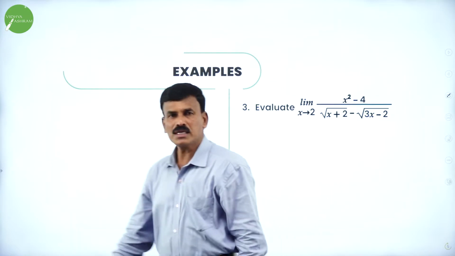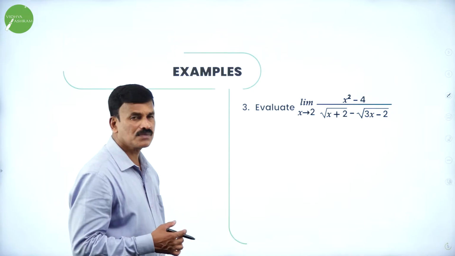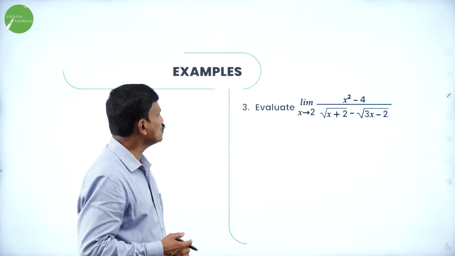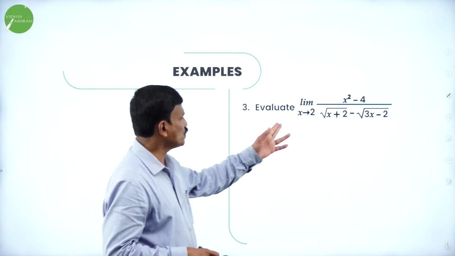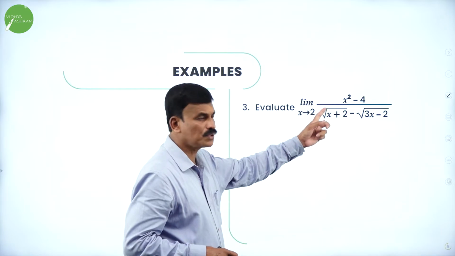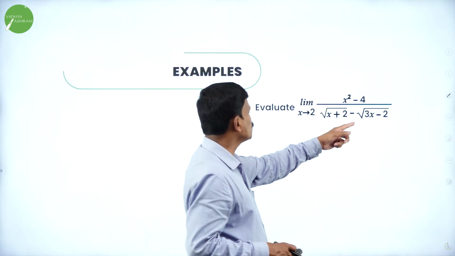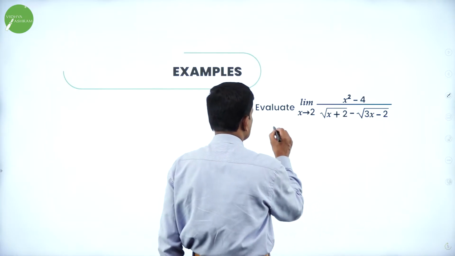That's it. Now let us come to this problem. Evaluate limit x tends to 2 of x square minus 4 divided by root of 2 plus x plus root of 2 minus root of 3x minus 2. So here also if you put x is equal to 2, 2 square is 4 minus 4, divided by root of 2 plus 2 is root 4 minus root of 3 into 2 minus 2 is root 4. Root 4 gets cancelled. We will get 0 by 0 form.